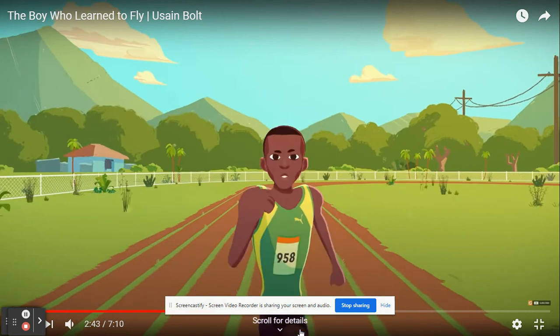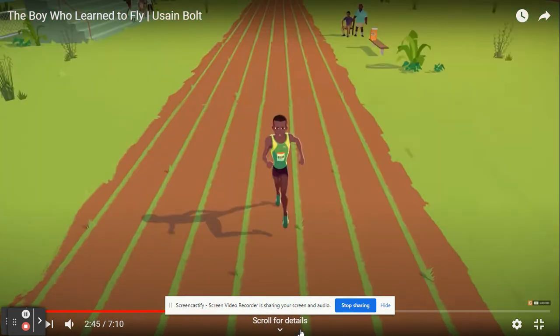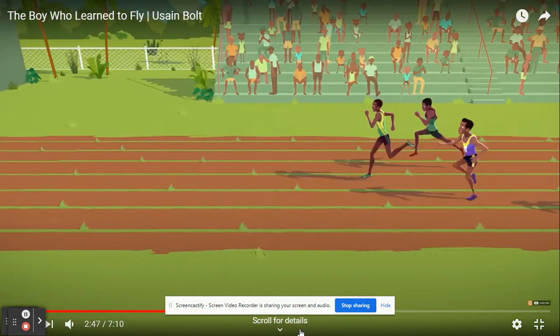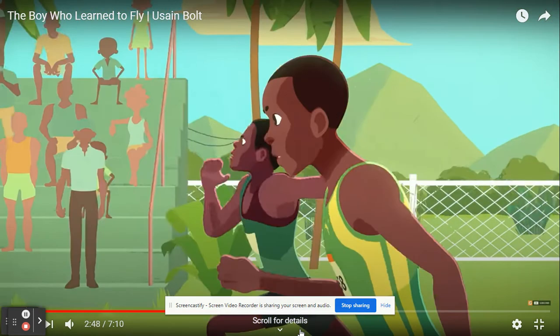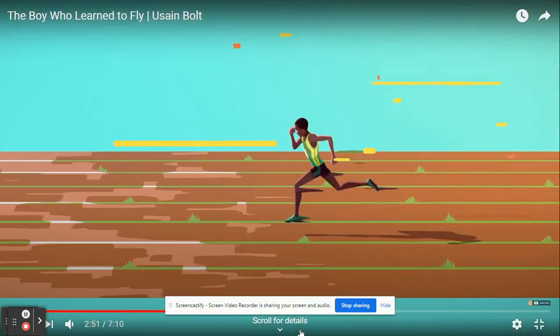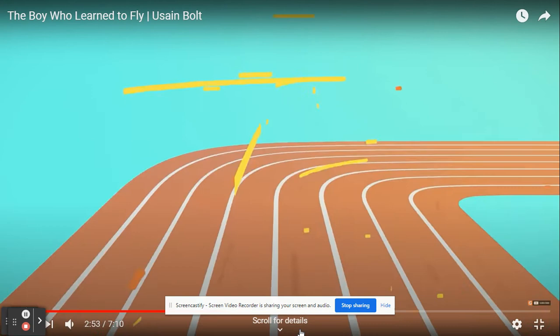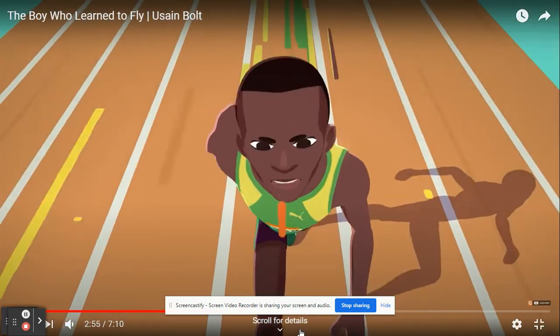Here comes teenage sensation Usain Bolt speeding down the stretch. Oh my God! Look at this kid. Usain Bolt is on his way. The other men are trying to follow as best they can. This youngster is absolutely incredible. It's towards the finish line.